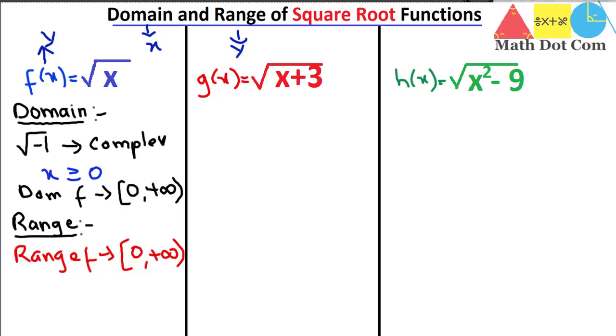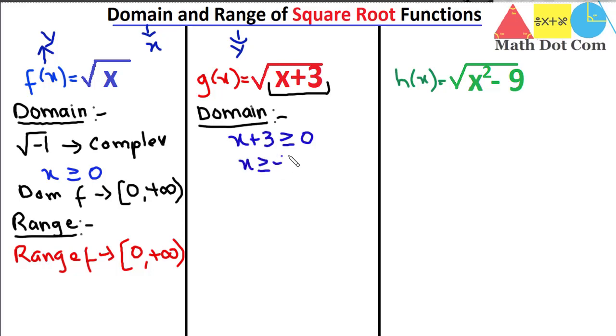Now let's move towards the domain and range of the next function g of x, in which we are adding something to the x under the square root or under the radical sign. Here again the condition is on the expression under the square root. So I have to apply the condition that x plus 3 should be greater than or equal to 0. If I solve it for x, it will be x greater than or equal to minus 3.